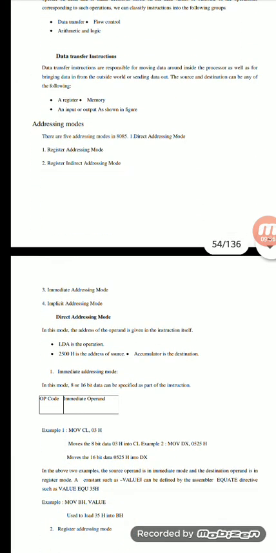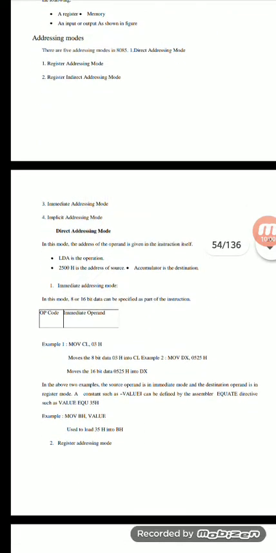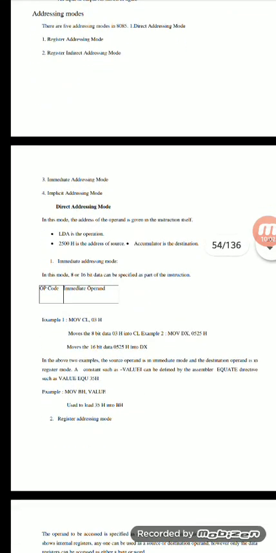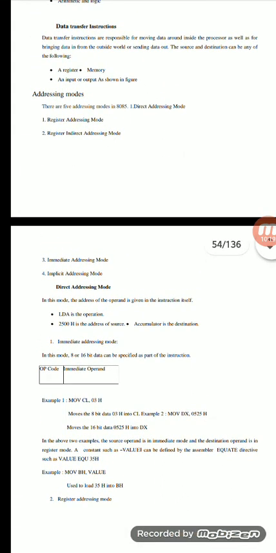Addressing mode. These addressing modes totally depend on the processor. In the 8085 there are five addressing modes: direct addressing mode, register addressing mode, register indirect addressing mode, immediate addressing mode, and implicit addressing mode. So there are five types of addressing modes. These five types of addressing modes we will discuss in tomorrow's class.